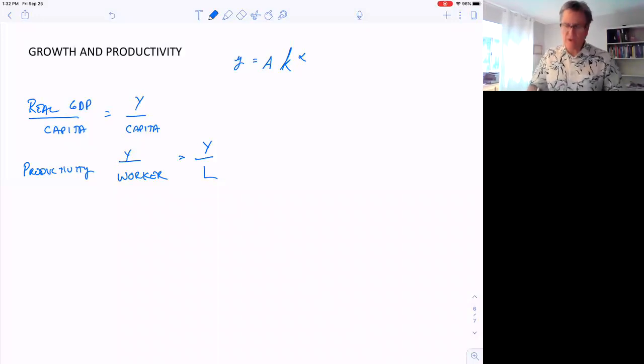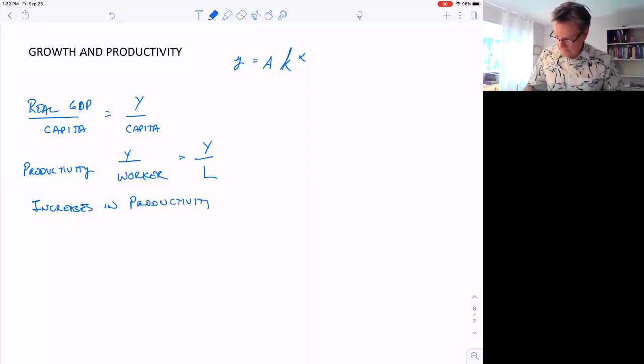So any increase in productivity is what drives growth. So increases in productivity is what determines growth. We want to grow in the country, we got to increase worker productivity. And the faster we increase worker productivity, the faster that we can grow.